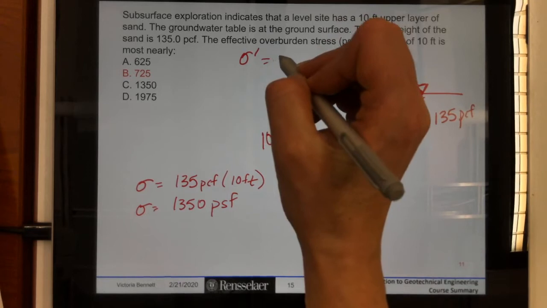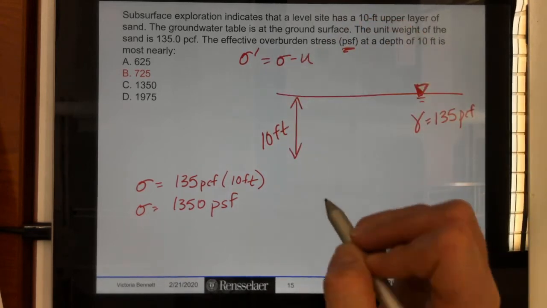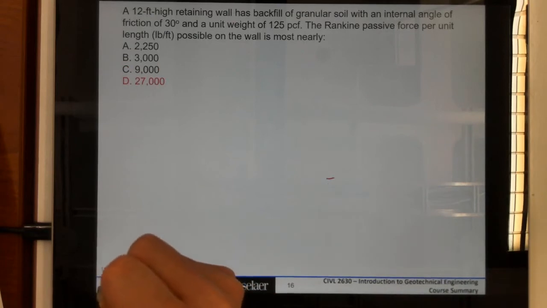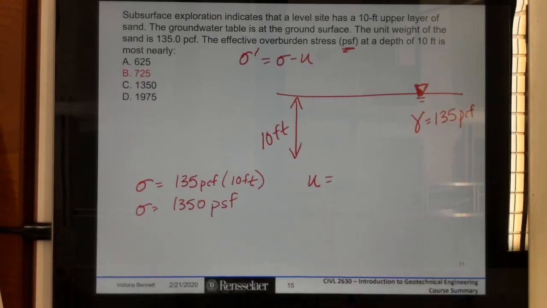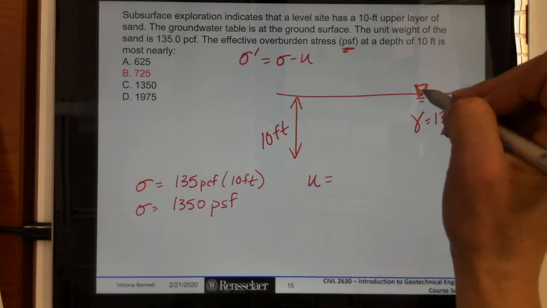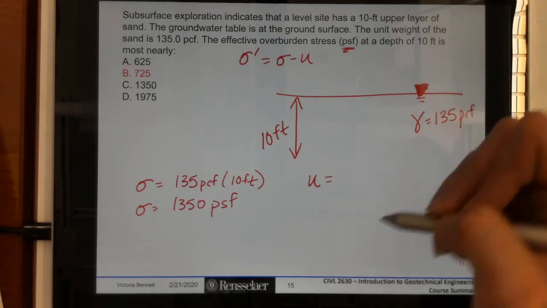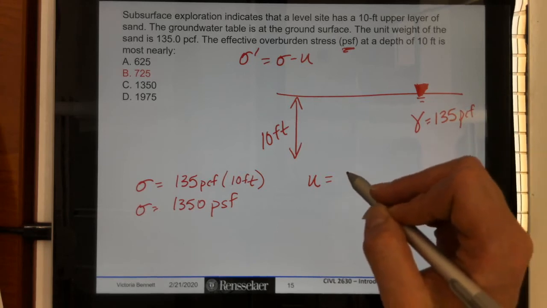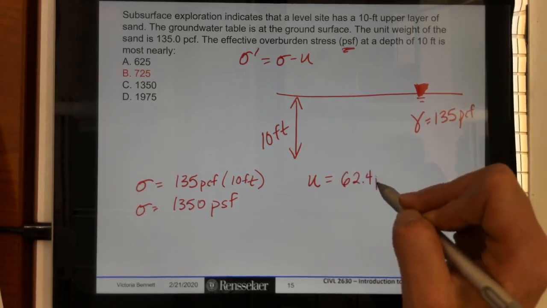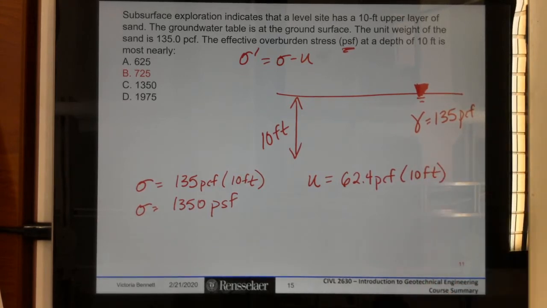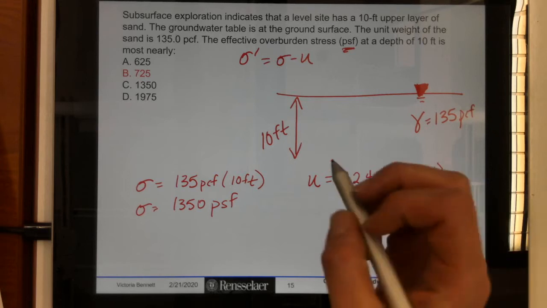Ultimately, effective stress is total minus pore pressure, so we'd also want to find the pore pressure. We're told that the groundwater table is at the ground surface, so that's where our pore pressure starts from. We have 10 feet also of water, but we need the unit weight of water to be able to make that calculation. We're in English units, so we would use 62.4.